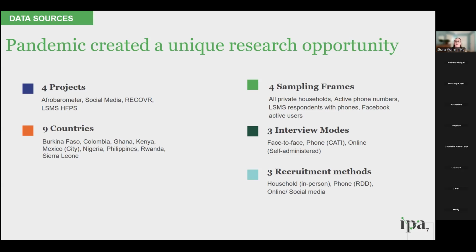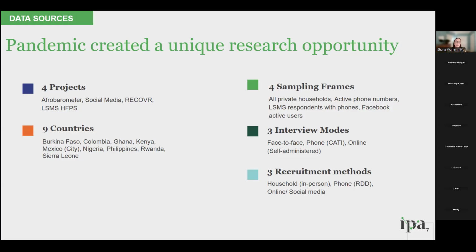So these studies used 4 different sampling frames. Either the frame was all private households within the country, within some constraints of safety and security, all active phone numbers, specifically mobile phone numbers. There are very few landlines in most low and middle income countries, and typically they have different area codes, making it possible to select for just mobile phones. The LSMS respondents in a previous round of fully in-person work who had a phone and phone number that they shared, the Facebook active user base. So these are 4 different sampling frames.